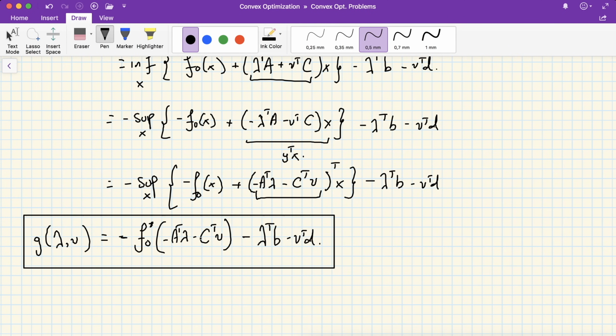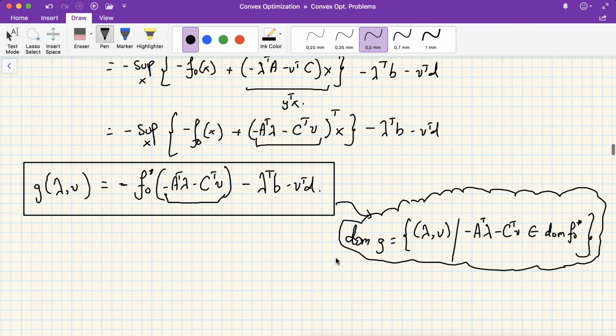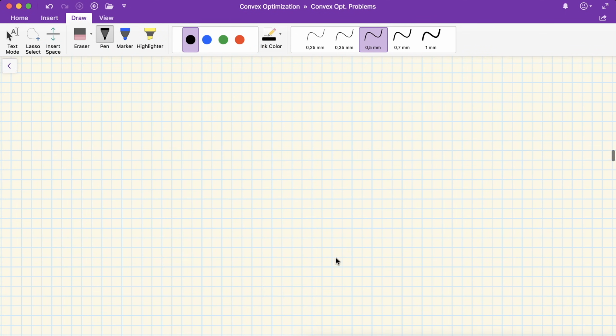Now, what is the domain right here? The domain of your dual? It is simply all pairs of lambda, nu such that those terms right here belong to the domain of the conjugate function. Let's see some few examples on the dual function in terms of the conjugate function of the cost.